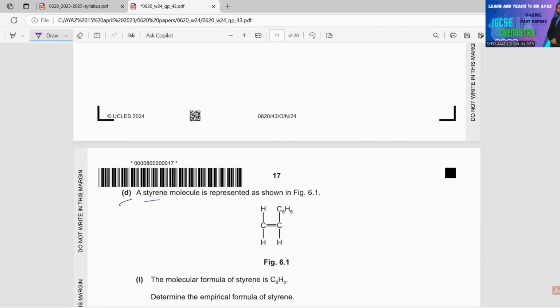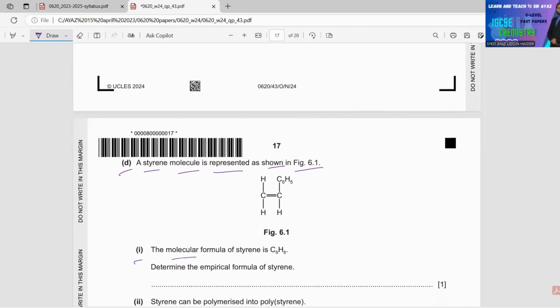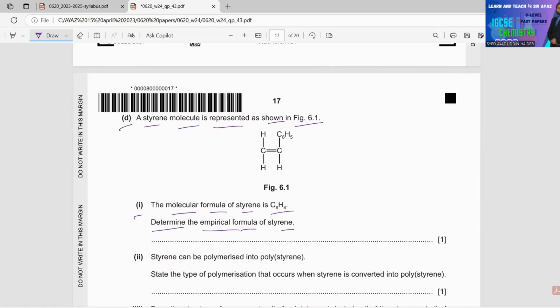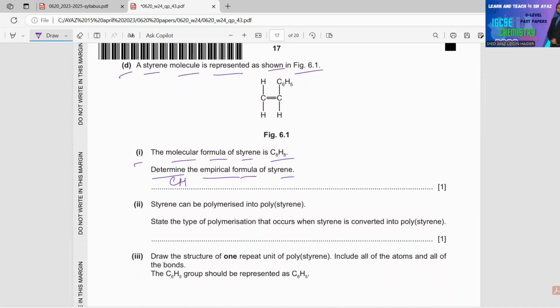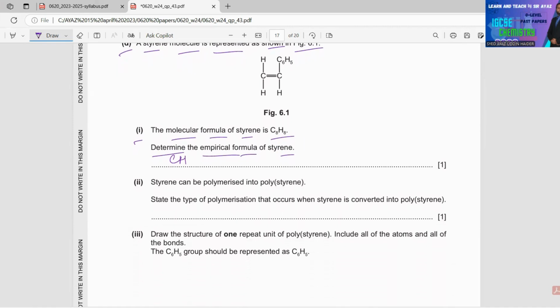Part D. Styrene molecule is represented as shown in figure 6.1. Here is styrene. Number 1, the molecular formula of styrene is C8H8. Determine the empirical formula of styrene. It's very easy. Simply have to simplify it. 8, same number. It will be divided by 8. So you will get CH as its empirical formula. Empirical formula means simplified version or simplest formula. Simplest formula means simplest combining ratio.